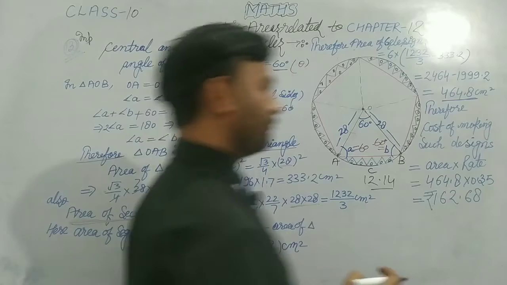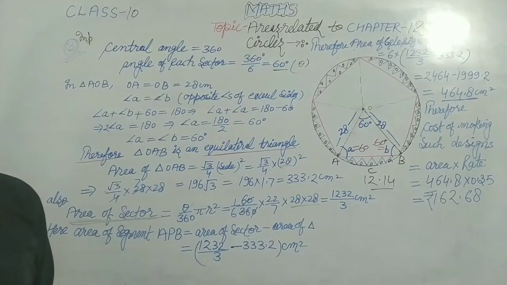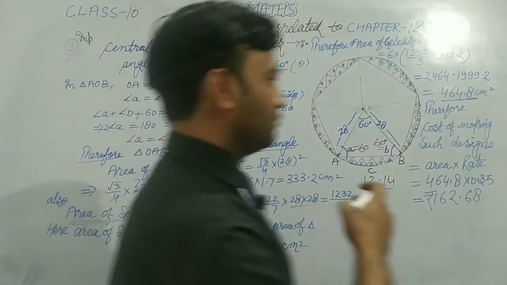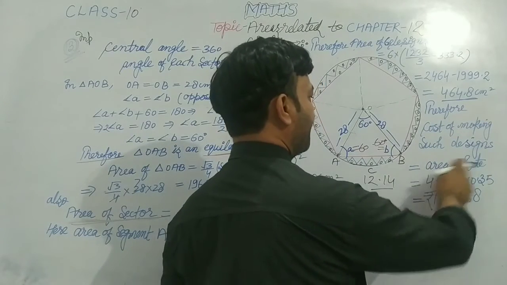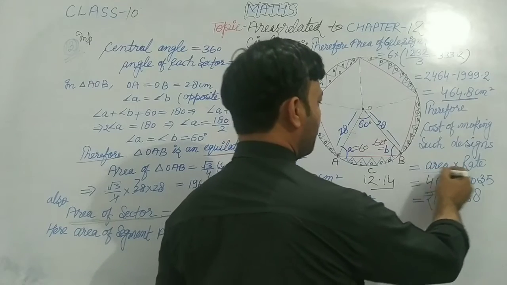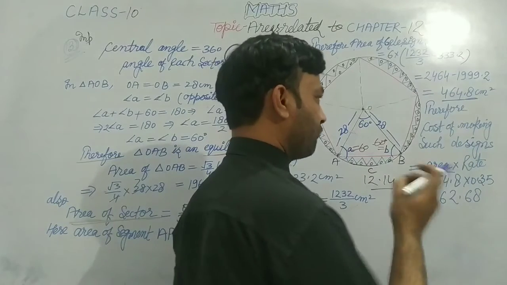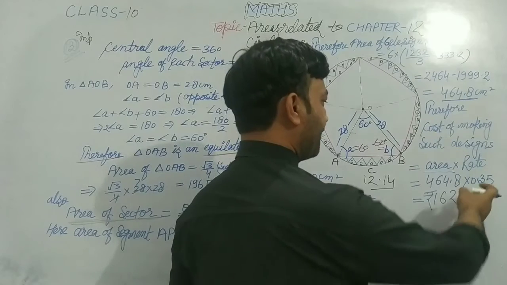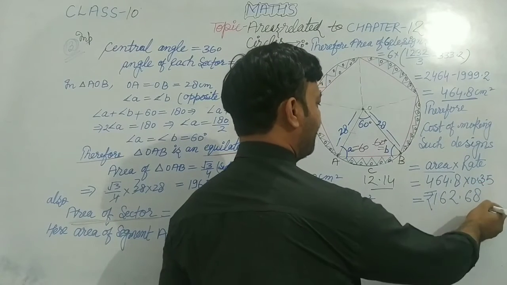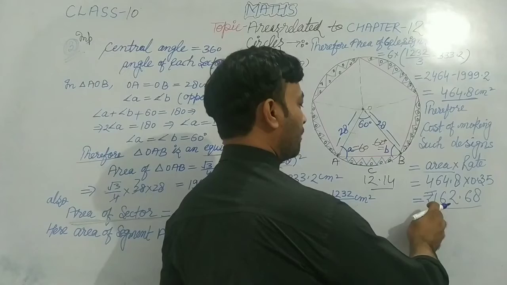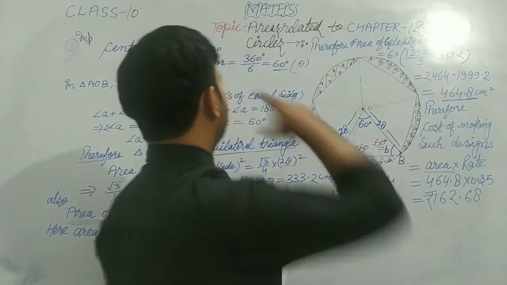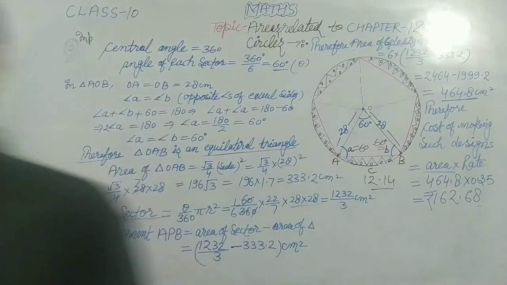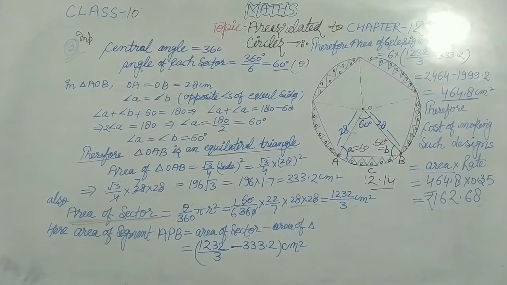But we need to find the cost of all designs. So we can write, cost of making such a design equals area multiplied by rate. The value of area is 464.8, and the rate is 0.35. After multiplying, we get the rupees 162.68. This is question number 13. It is an important question of this exercise, and the second last question of this exercise.